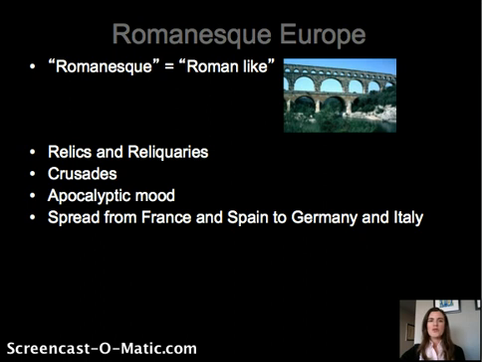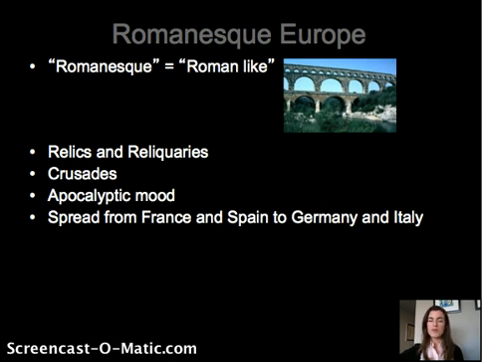In general, it does mean Roman-like in this case, but that means that they're using some of the type of architectural features of ancient Rome. Things like the pure semicircular arch, a lot of masonry or a lot of stonework. So here I have an image of a Roman aqueduct, just giving you an idea of those kind of archways that we're going to see in the Romanesque style of architecture.